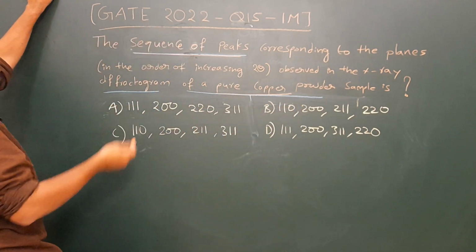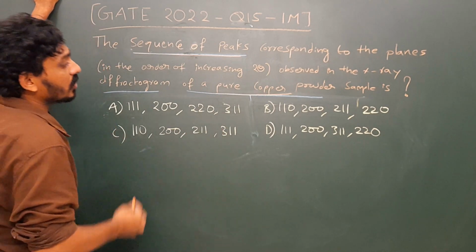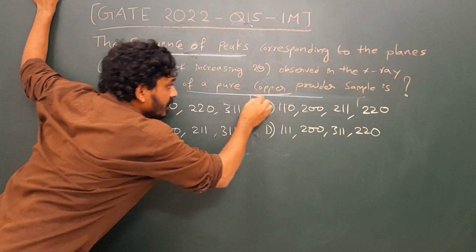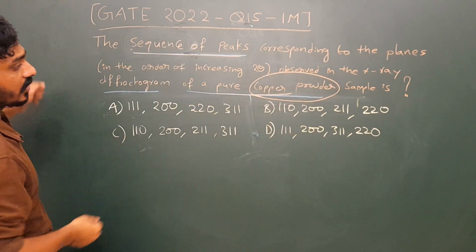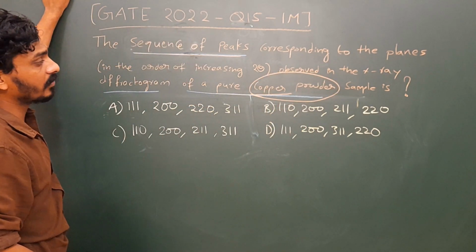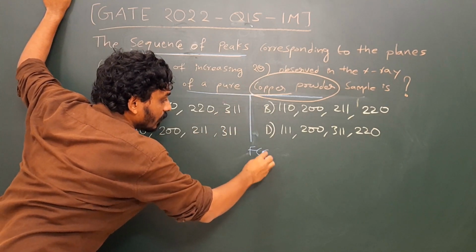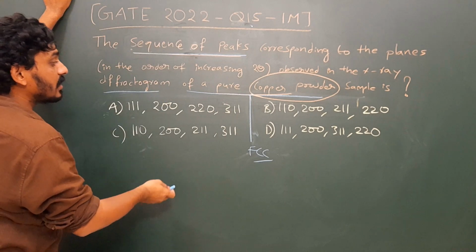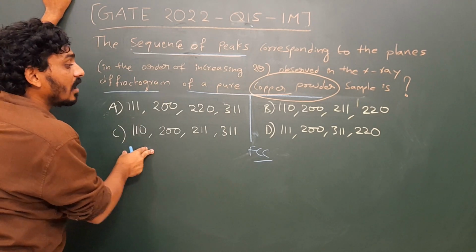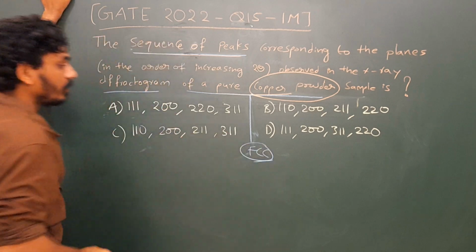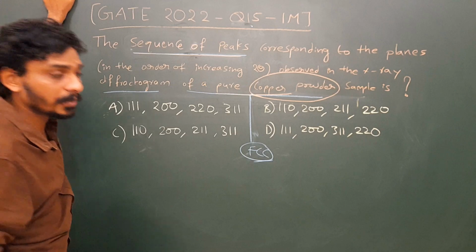Basically, it is asking you to find the sequence of peaks of a pure copper powder sample. That means it's a powder XRD. The one hint given by the questioner is that the sample is copper powder. So from that, what can we deduce? We know that copper is an FCC. That means the questioner is actually asking us to find the sequence of peaks of an FCC.